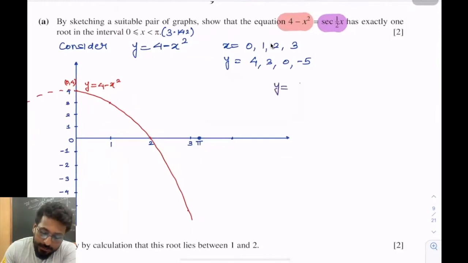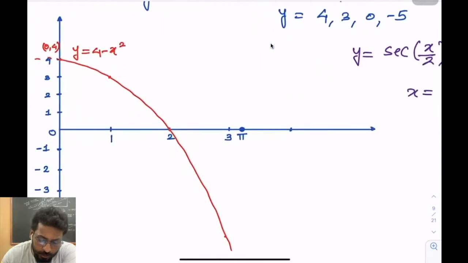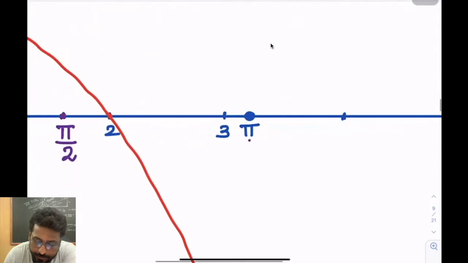So y is sec of x upon 2. So again, x is going to lie from 0 to pi, right? So I can take 0, 1, 2, 3 and so on. But instead of taking 0, 1, 2, 3 and so on, I'm going to take 0, pi by 2 and pi. Now, students, can you understand pi by 2 is 3.142 divided by 2. So it's somewhere around 1.6 or something like that. So it is going to be somewhere here, right? That's pi by 2, students. And you already have the value of pi here, isn't it? This is pi.